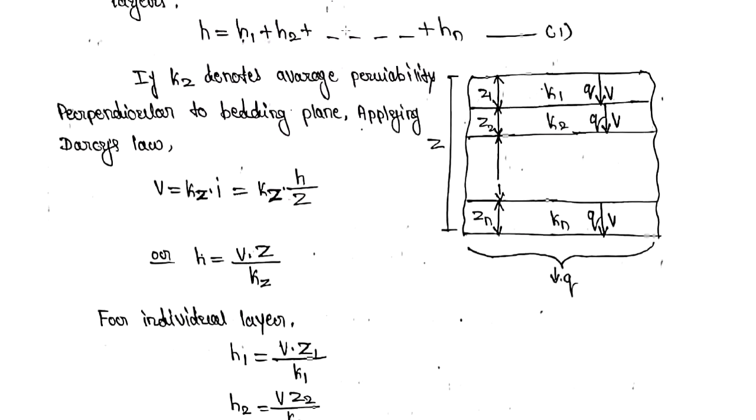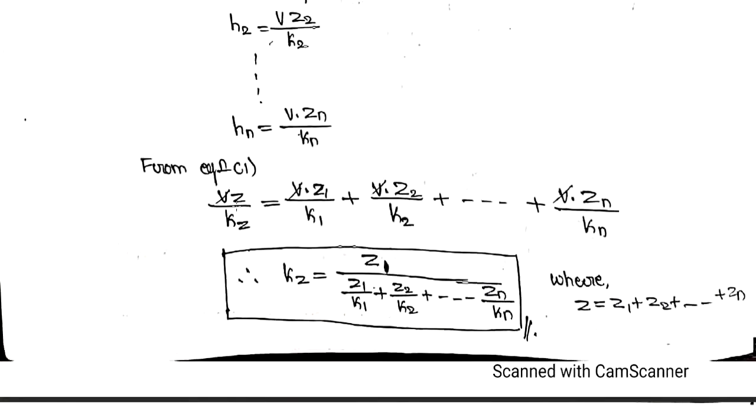By using equation number 1, I am going to write v into z divided by kz is equal to v into z1 divided by k1 plus v into z2 divided by k2, and so on, v into zn divided by kn. So kz is equal to, I am going to take kz on the other side and the rest of the things on one side. So z is at the top, and other things are going to come at the bottom. The v on the right hand side and the left hand side are going to get cancelled mutually.